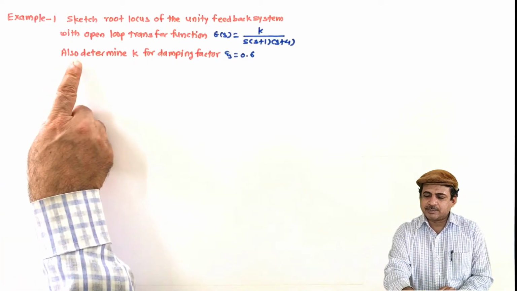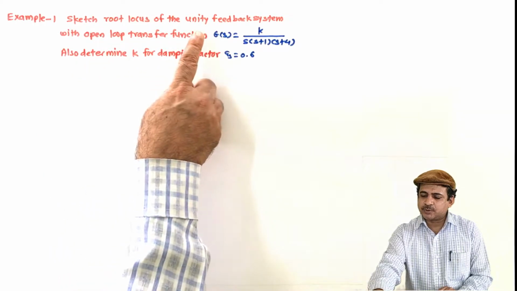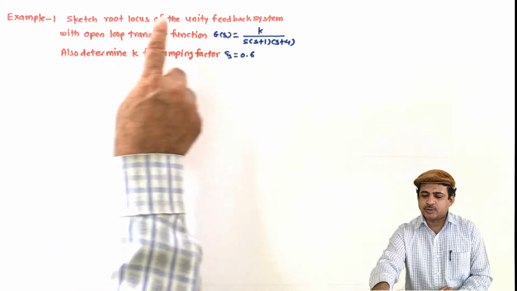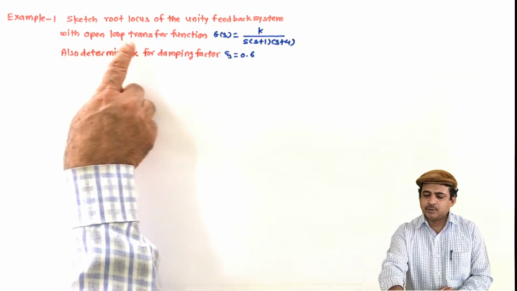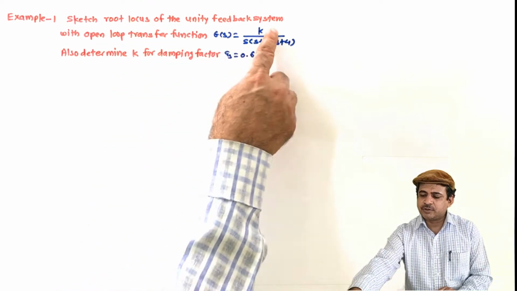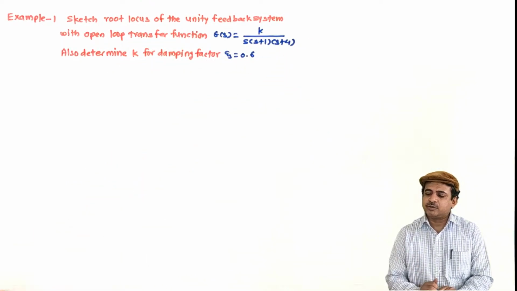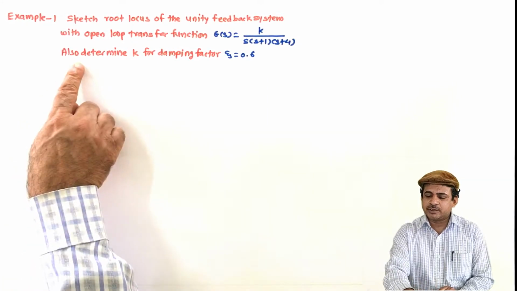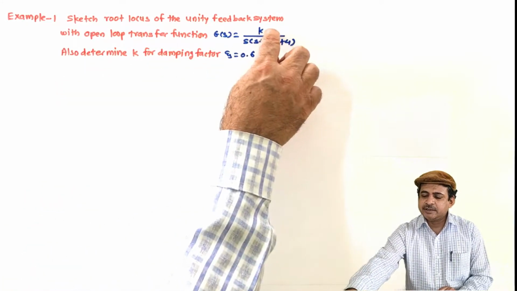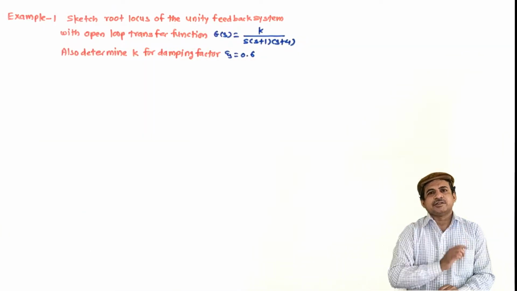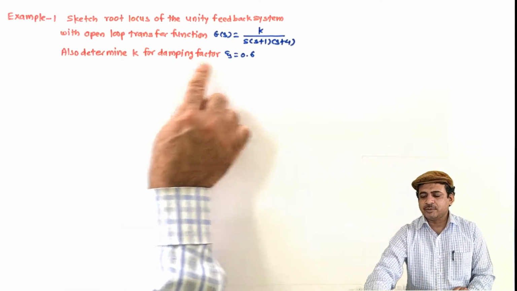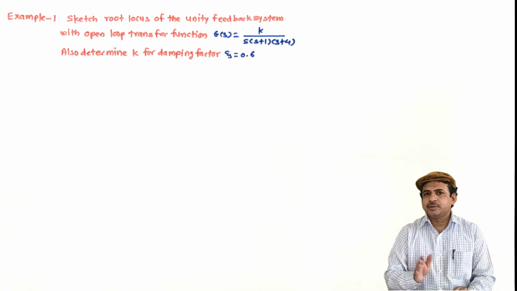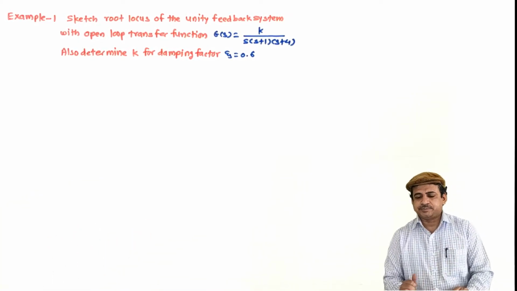In this first example, what is given? We have to sketch the root locus for the unity feedback system, means H(s) is 1, with the open loop transfer function G(s) equal to K upon s into (s plus 1) into (s plus 4). And after sketching it, we have to also determine the value of this K when the damping factor zeta is 0.6. So, how to determine this? That we have not covered yet, but through this example we will see it.